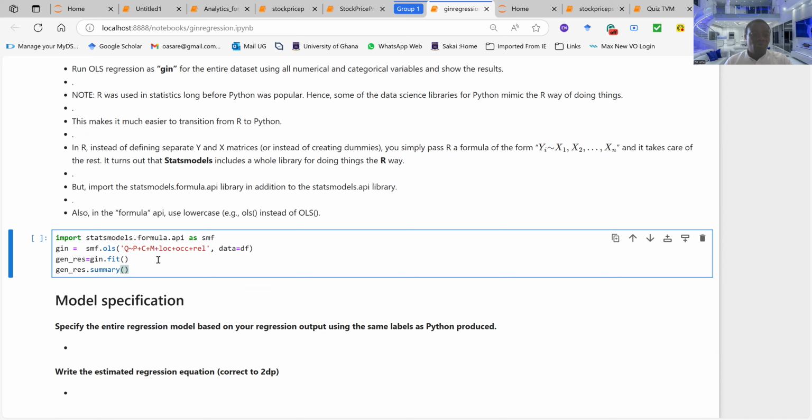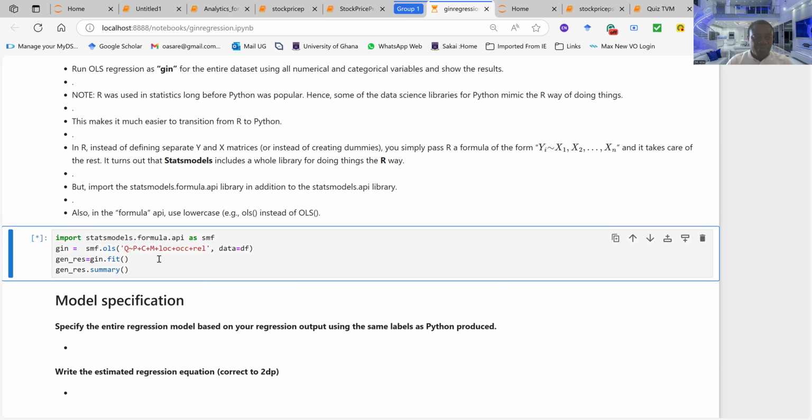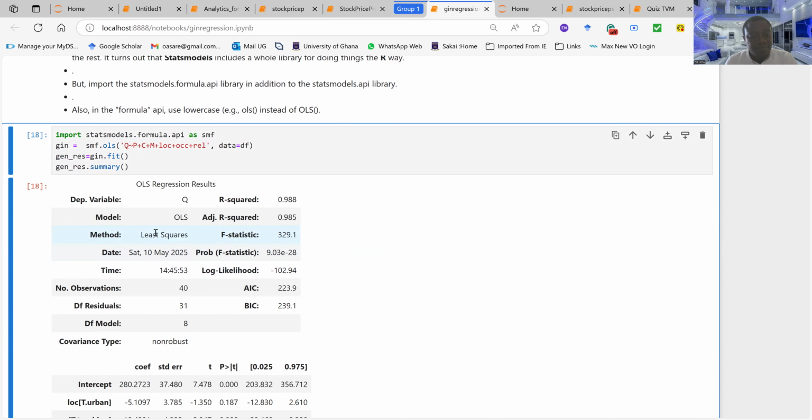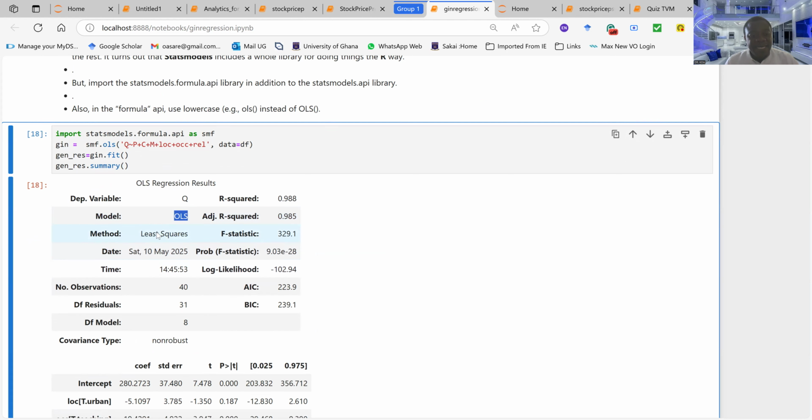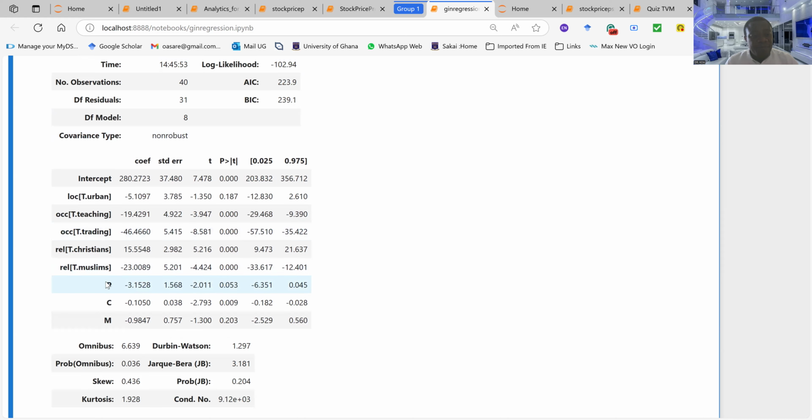Very good. So I'm going to run this, and the entire multiple regression model is going to pop. I hope you are following me. Once you do that, boom, there you go. Everything. The date is there. The time is there. It's an OLS model. And there are so many things. Look at it. Okay, the P is here, the C is here, the M is here.